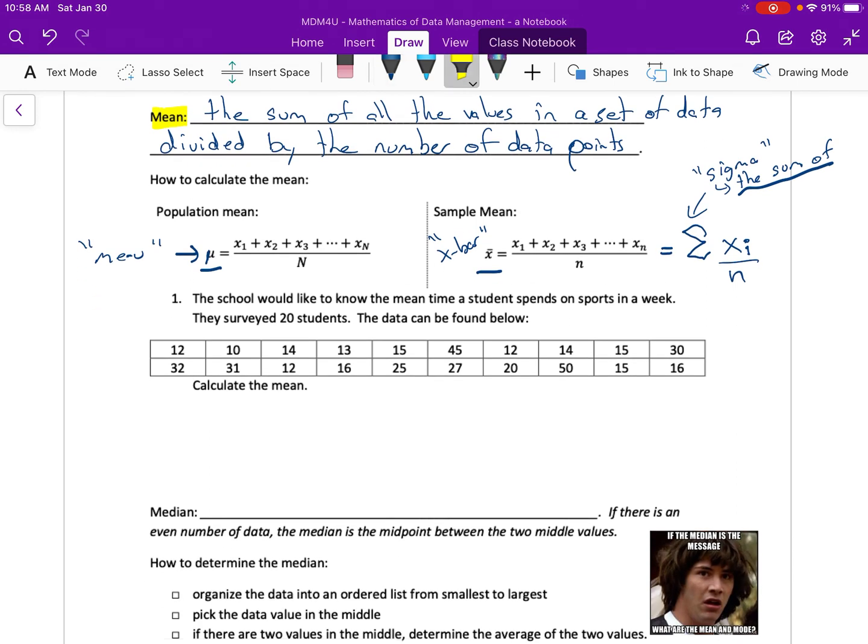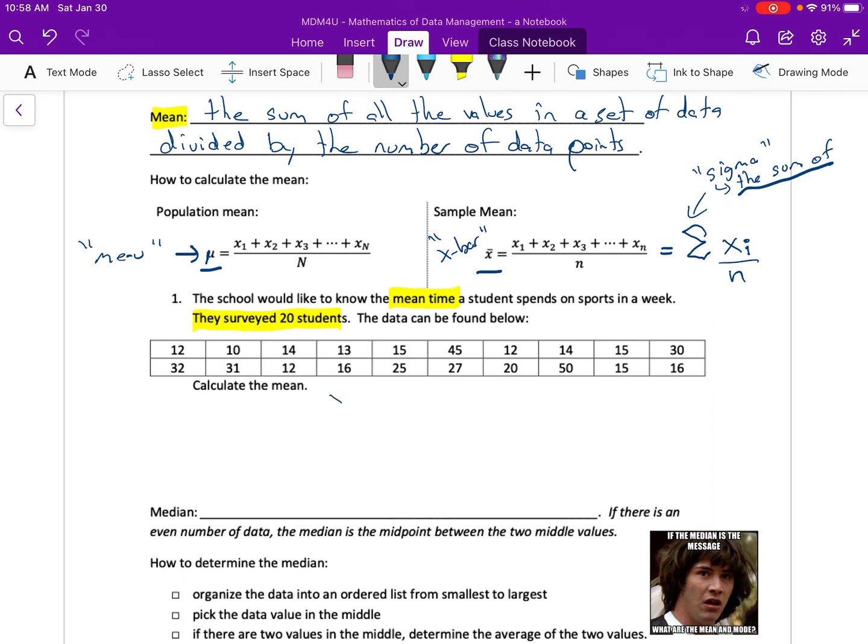So let's try an example here. It says the school would like to know the mean time a student spends on sports in a week. So they're specific here about their average. They're saying the mean time. They surveyed 20 students, so we know that it's going to be a sample. So we've got this data set arranged. We've got 20 of them.